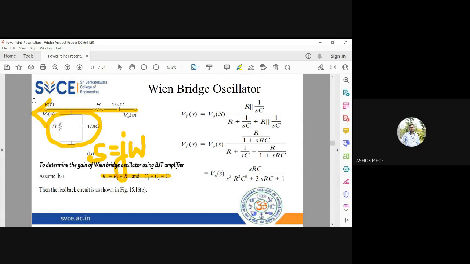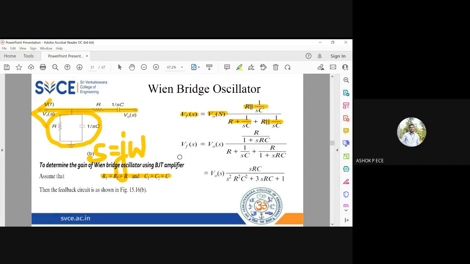So the feedback voltage Vf of S will be equal to the total voltage V naught of S into across what component you are going to measure. So I am going to measure the output voltage across RC parallel. So see in the equation, Vf of S equal to V naught of S into R parallel to 1 by SC divided by that resistance plus opposite resistance. Opposite is going to be R plus 1 by SC, resistance capacitance in series. So remember, I am measuring the feedback voltage across the RC parallel component. So that will come in the numerator.